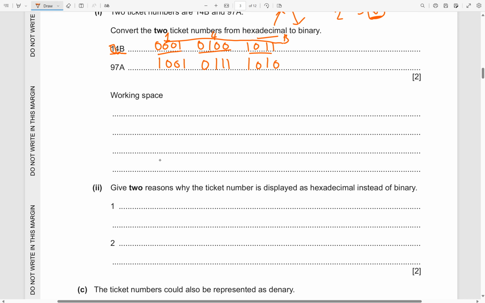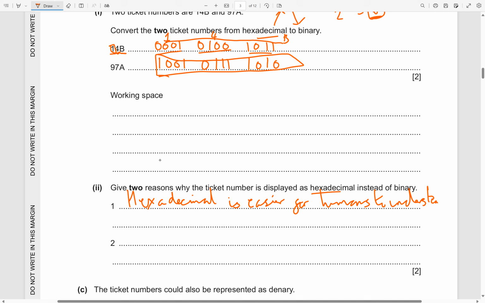Okay, now if we think binary, this is quite complex for humans to understand. And because we're talking about the benefits of hexadecimal, let's say what is easier? Easier for humans to remember. Humans, or let's say, to understand and remember.